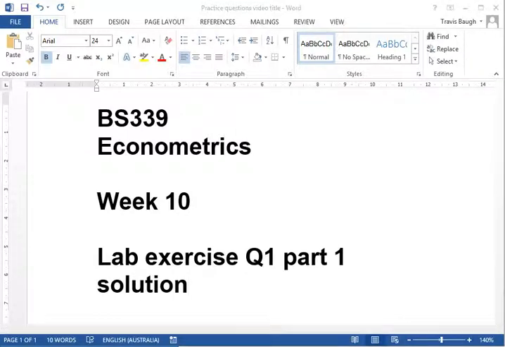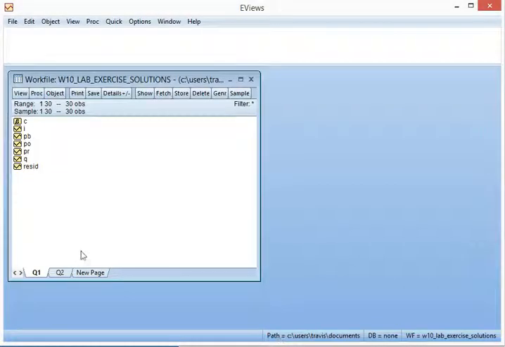This is the first of two videos in which I'm going to present solutions to aspects or elements of the first lab exercise from week 10. Over in eViews, I've opened up a work file, and you can see here that I have 2 pages. There's some data that we'll refer to for the second question, but right now we're interested in question 1.